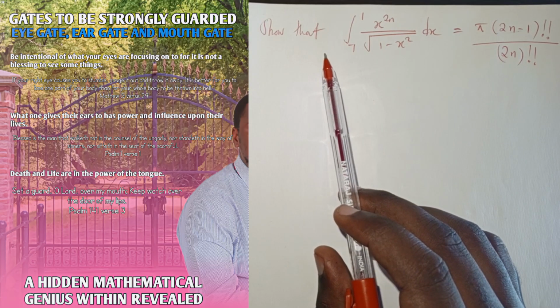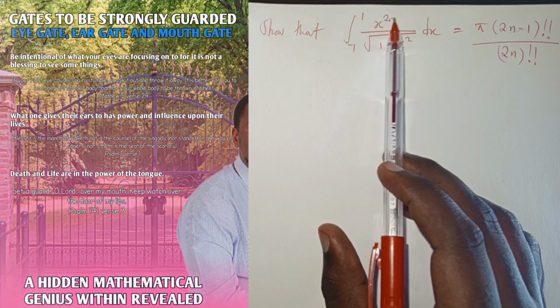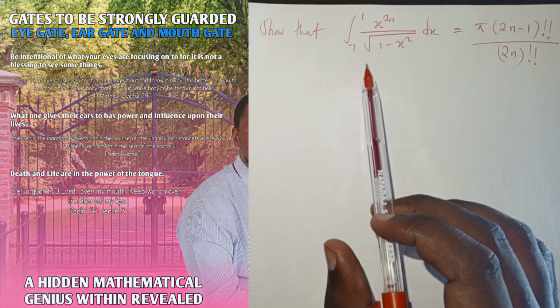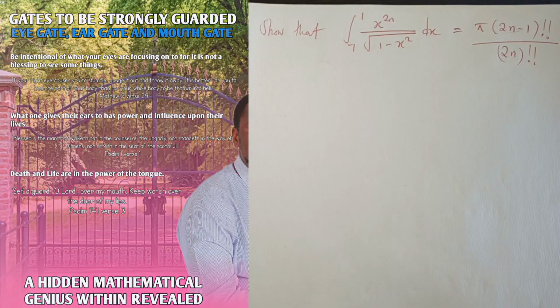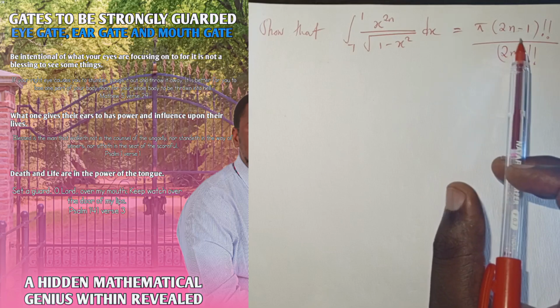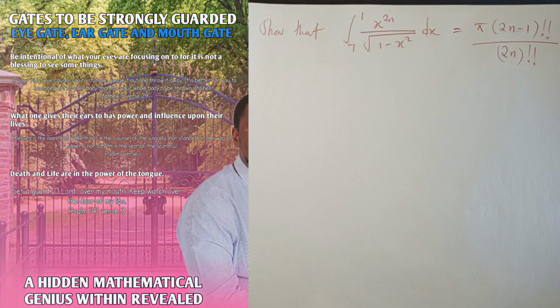Show that the integral from minus 1 to 1 of x to the power 2n over the square root of 1 minus x squared with respect to x is equal to pi times (2n minus 1) double factorial over (2n) double factorial.